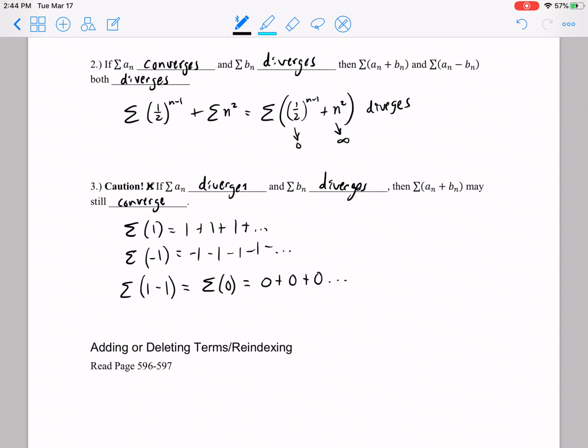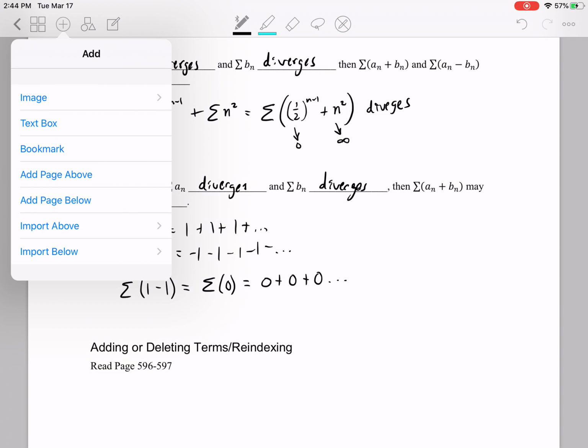Go ahead and take a look at pages 596 and 597 for deleting terms and re-indexing, to see if you can do that. But what I'm going to do is just add a page here real quick, and we'll take a look at that. Sorry, it's making noise at me. I'll turn that off. So let's take a look at adding and subtracting terms. This sometimes might be a useful thing to do.